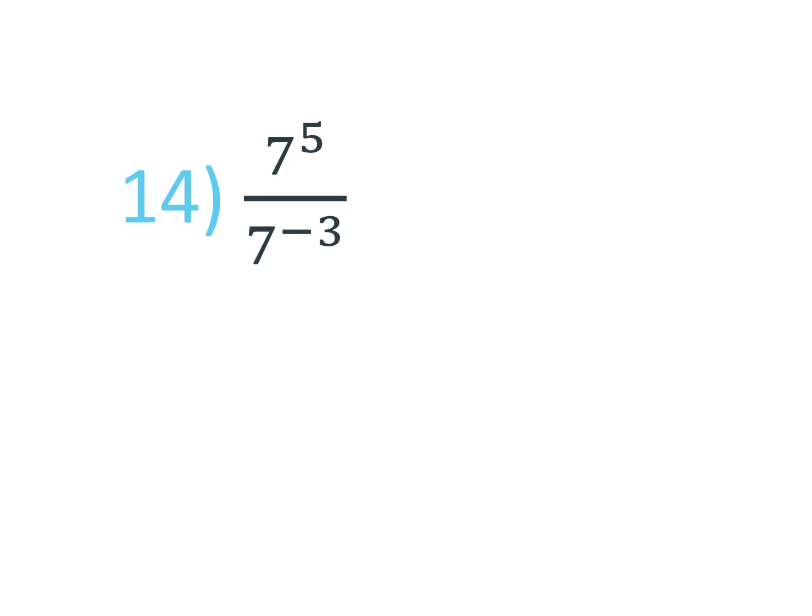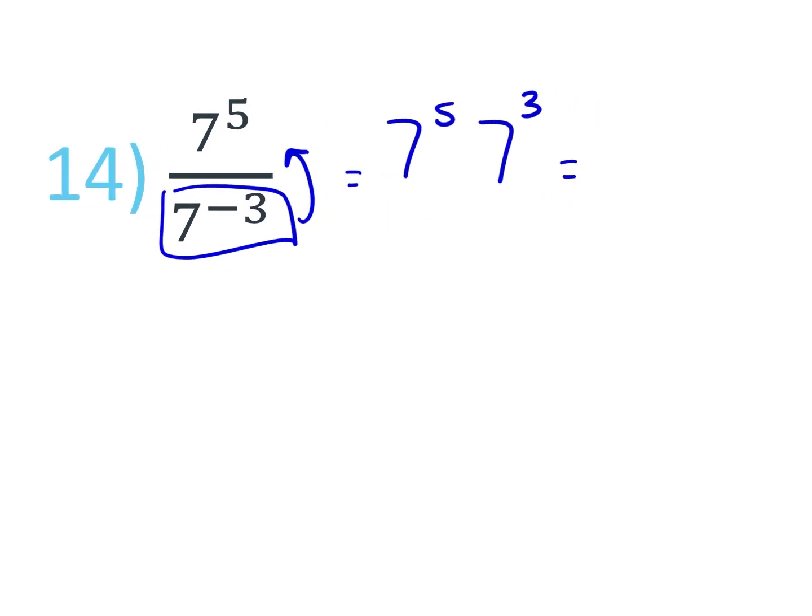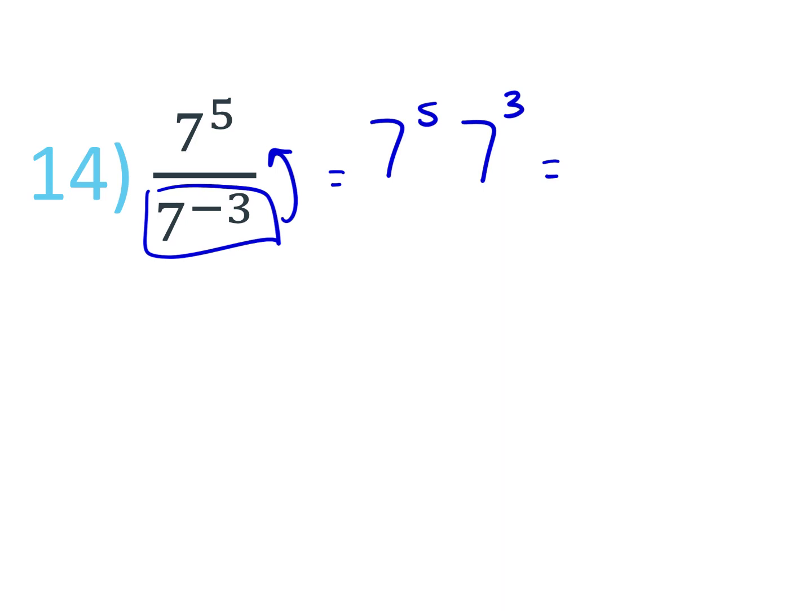What can I do first here? I can switch them. So I could take the 7 to the power of negative 3 and move it to the top, make it positive. So I have 7 to the 5th power, 7 to the 3rd power on top. And then how would I combine them? Add them. So 7 to the 8th power.